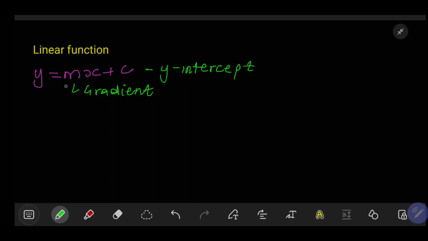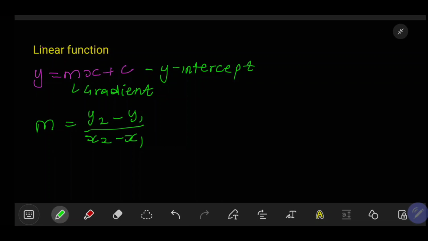So how do we find the gradient? We know that when we calculate the gradient of a slope in analytical geometry, the formula says y2 minus y1 divided by x2 minus x1. By definition, this is how we calculate the gradient.